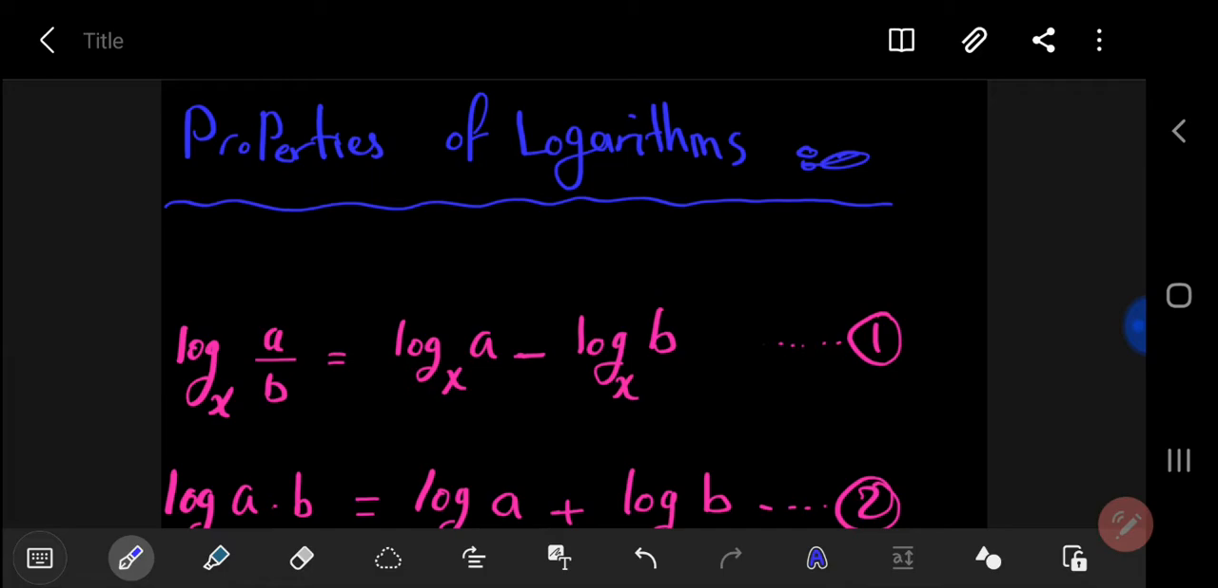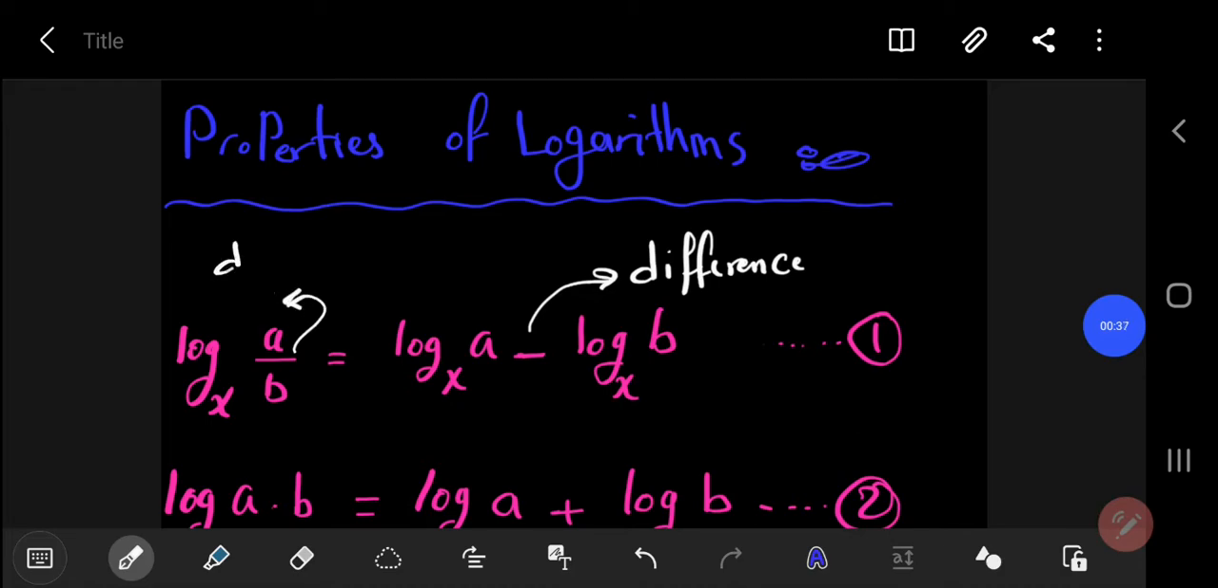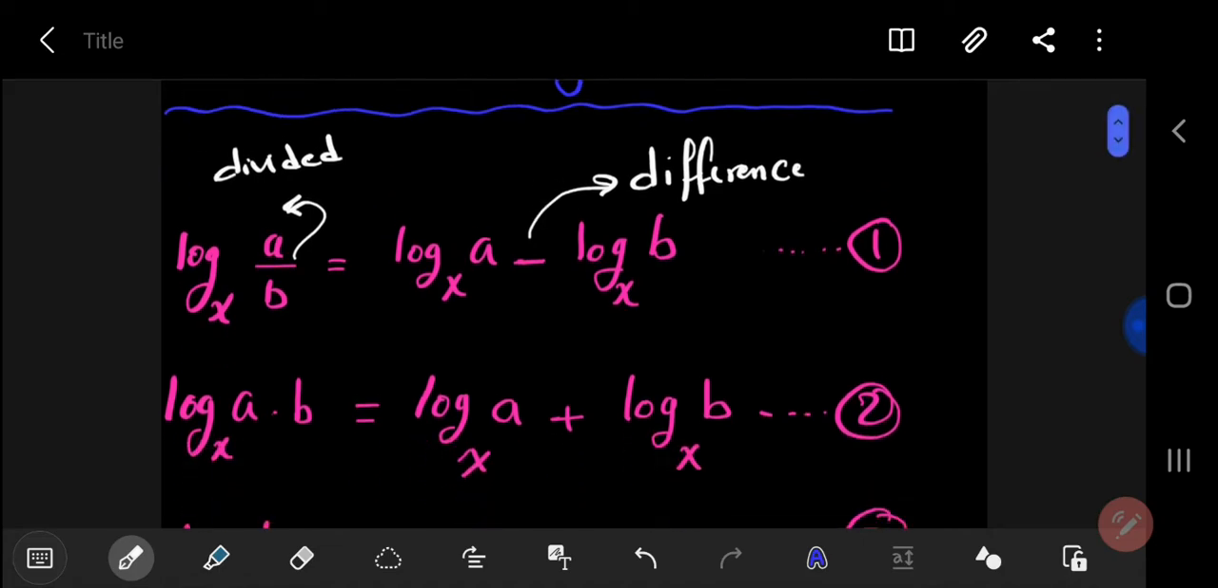That means we can change the difference to divided, or the opposite. It's the same. We can change the divided to the difference. We will take it in exams also.